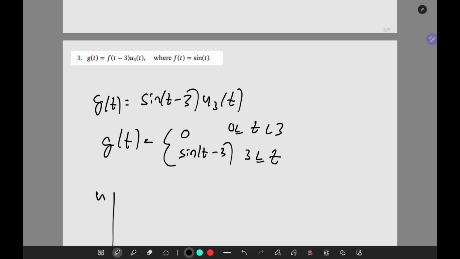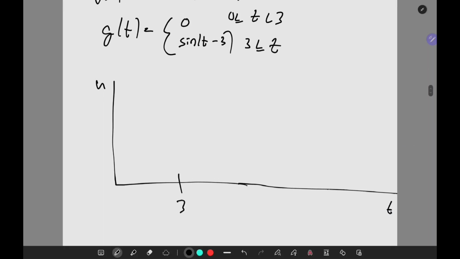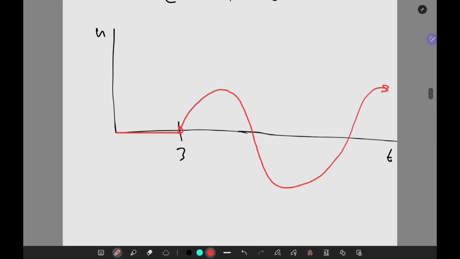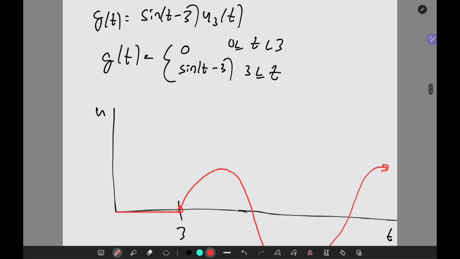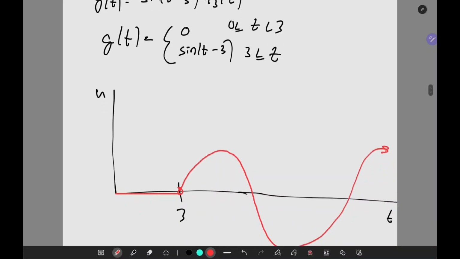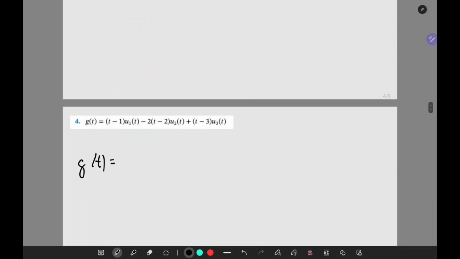That's it. So now we're going from 0 to 3, open, and then it's sine of t minus 3. Sine goes like this. If you plug in t equals 3 into here, that'd be sine of 0, starts at 0, so going like this. That would be that graph. Isn't that amazing?